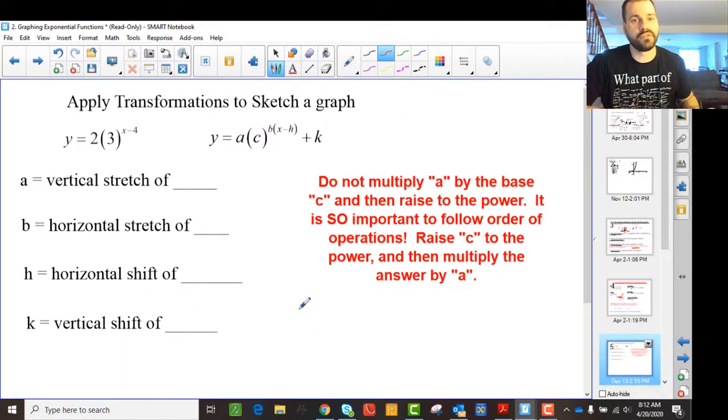So let's just look at an example of this. We say apply transformations to sketch a graph. What's the vertical stretch? What's the horizontal stretch? What's the horizontal shift? And what's the vertical shift? We'll just look at that for now. To do that, you're going to identify A, B, H, and K. A is right there, so A is 2. B is multiplied by x, but there's nothing there, so it's just 1. H is right here, because it's x minus h, it's x minus 4, so it's positive 4, 4 to the right. And then the vertical shift is at the end, but there's nothing there, so there is no vertical shift.